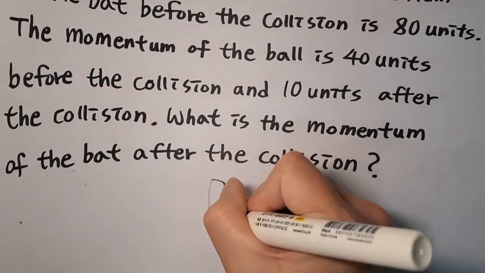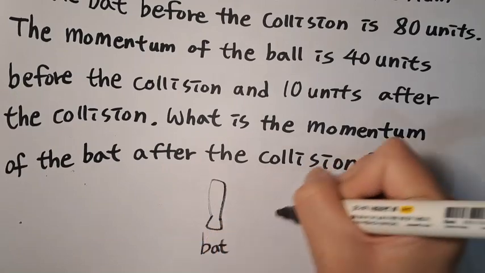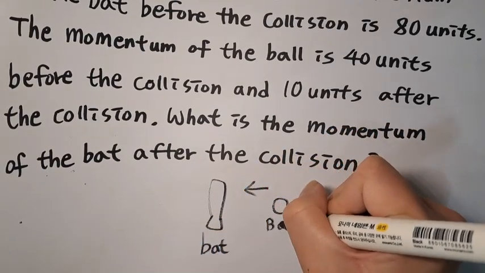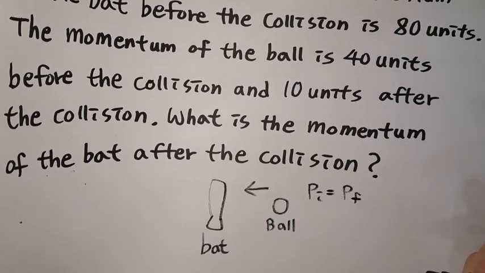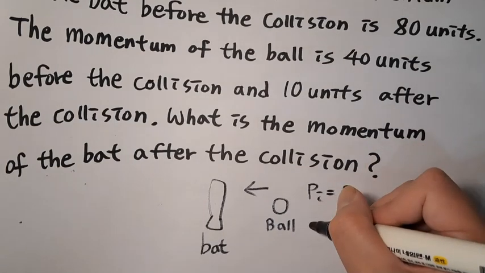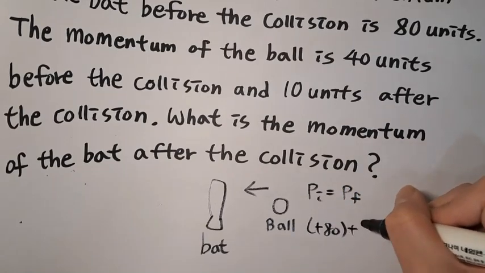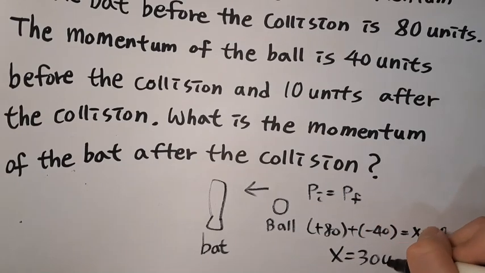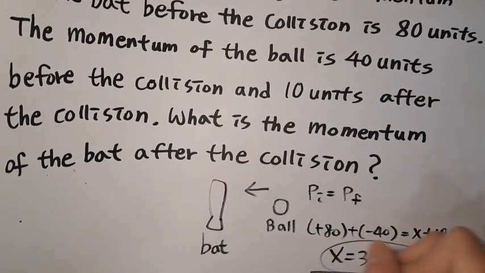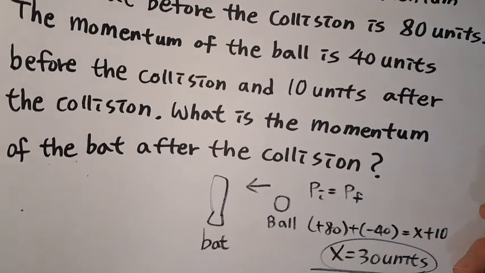So this is going to be our bat, and this is going to be the ball. We are going to find this equation. So 8 units, and you can solve this problem by using this. So the answer is going to be 30 units. This is going to be the answer.